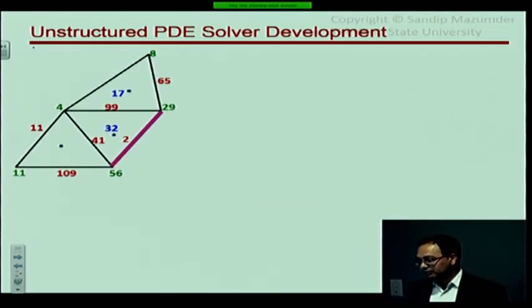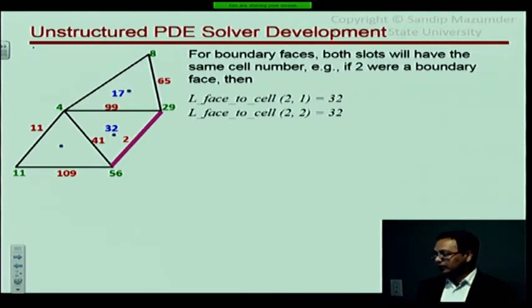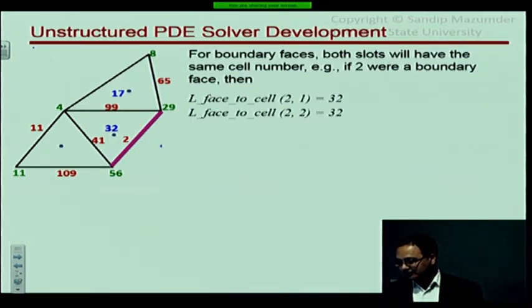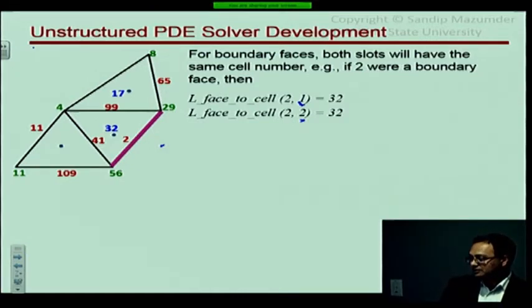Let's talk a little bit about boundaries. Here I'm showing a boundary face, which is face number 2. There is no cell on the other side. So when I do this connectivity, cell number 1 and cell number 2, customarily the mesh generator will return the same number, 32, for both. That information is often used to figure out if it's a boundary face or not. So you get the cell numbers next to a face, and if those two are equal, cell 1 and cell 2, then you know it's a boundary face.